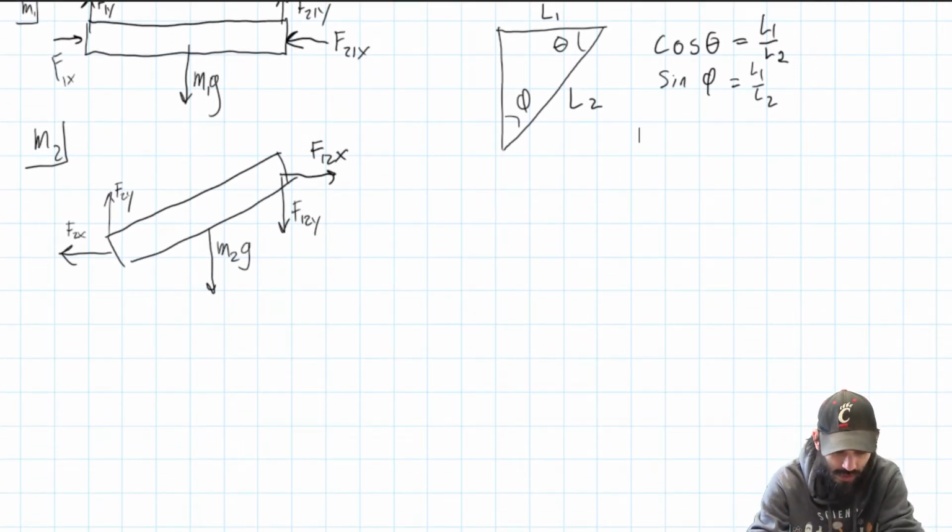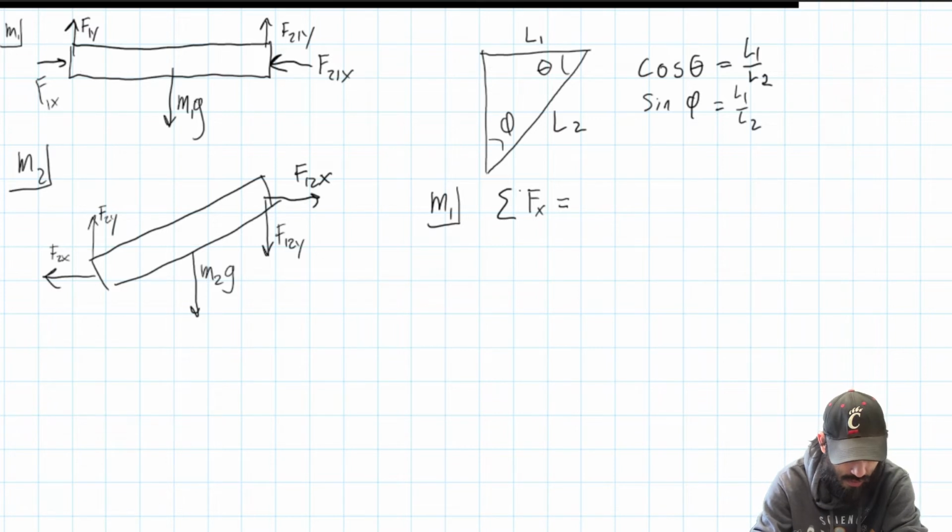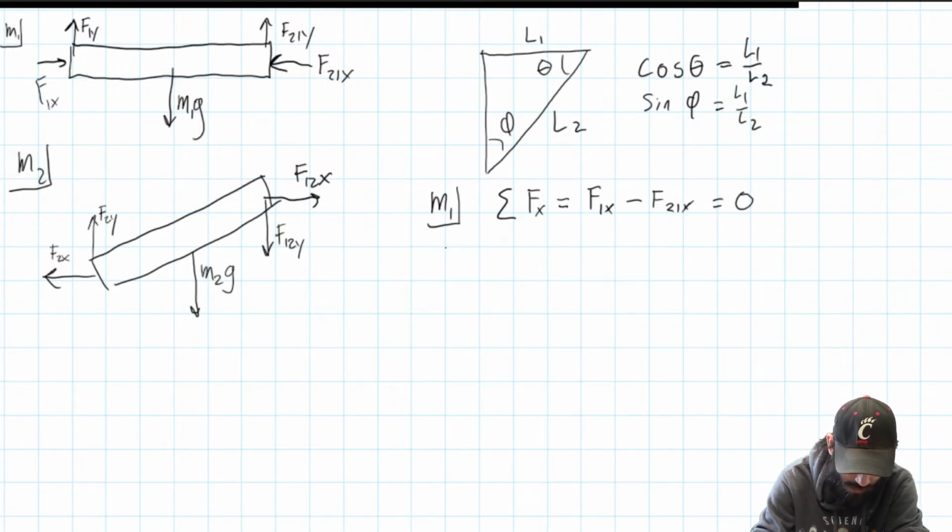Okay. So now the next thing that we want to do is sum our forces and our torques, right? This is the way we do all of these problems. Sum of forces in the x direction is going to be equal to something. In this particular case for M1, this is going to be F1x minus F21x, okay? And then this is going to be equal to 0, okay?